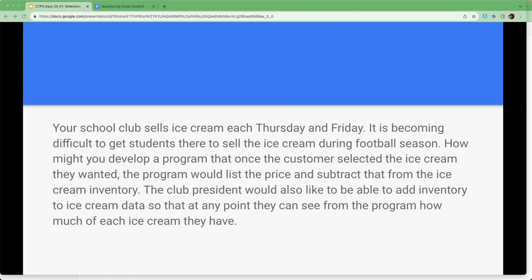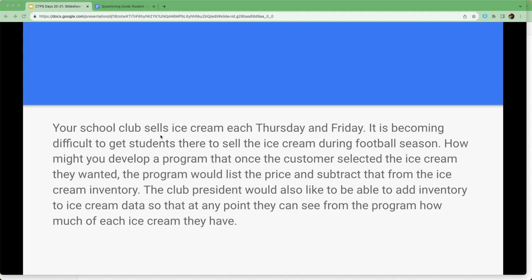How might you develop a program that, once the customer selected the ice cream they wanted, would list the price and subtract it from the ice cream inventory? The club president would like to be able to add inventory to the ice cream data so that at any point they can see from the program how much of each ice cream they have.